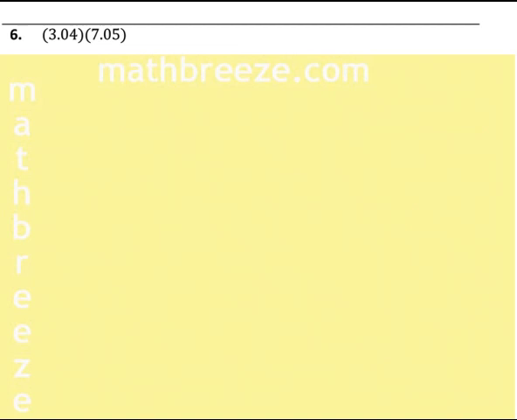Okay, now we're going to multiply 3.04 multiplied by 7.05. We'll ignore the decimal places and start our multiplication. 5 times 4 is 20. Okay, let's bring down that 2. And 5 times 3 is 15. All right, now we have a row of zeros. Let's just fill that in. 0, 3 zeros.